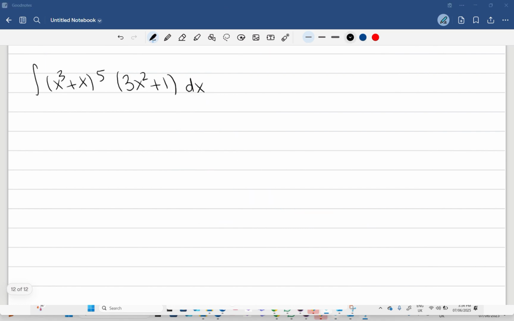So here I have my new equation. I have the integration of x cubed plus x all to the power of 5 into 3x squared plus 1. Now how am I going to choose my u?